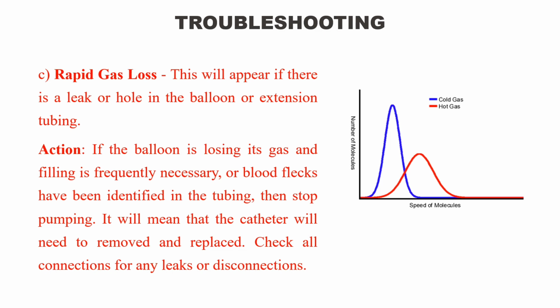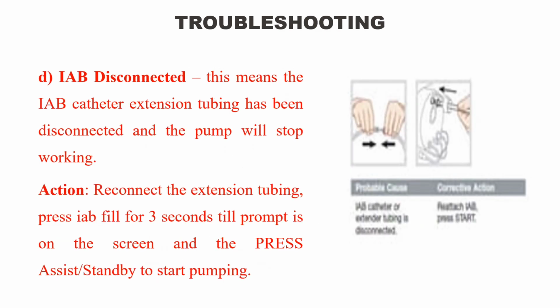Rapid gas loss. This will appear if there is a leak or hole in the balloon or extension tubing. This means the balloon may be ruptured. You will see flash blood in the tubing. So what action needs to be taken? If the balloon is losing its gas and refilling is frequently necessary, or blood flecks have been identified in the tubing, then we have to stop the pumping immediately. It means that the catheter will need to be removed and replaced. Finally, check all connections for any leaks and disconnections.